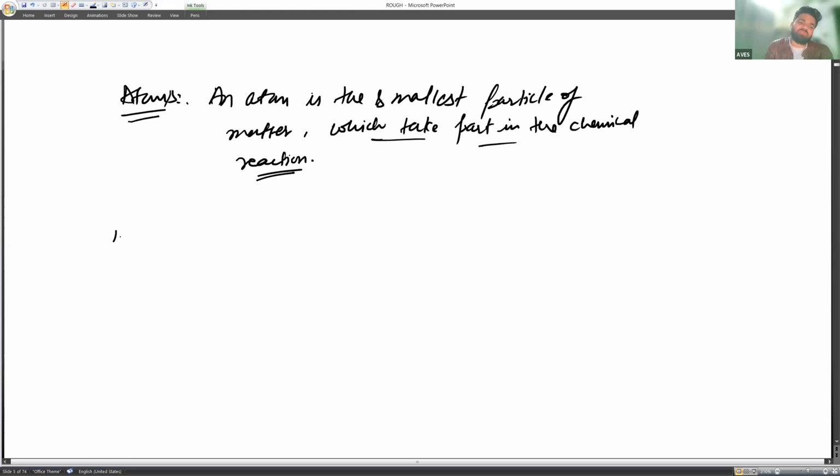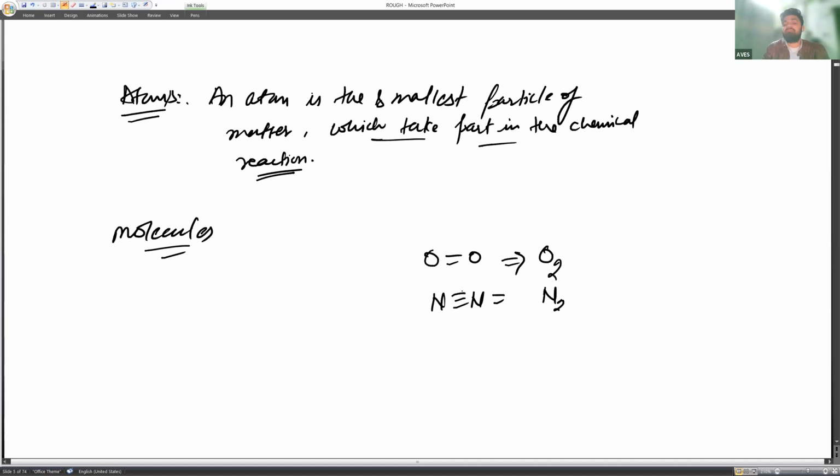Next is molecules. What is a molecule? When two or more atoms chemically combine together, they may be similar kinds of atoms or different kinds of atoms. If they are chemically combined together, they form a molecule. Like in oxygen, two atoms combine together and form one molecule of oxygen, O2. Nitrogen atoms combine together, they form N2. And hydrogen and oxygen combined together form the H2O water molecule.